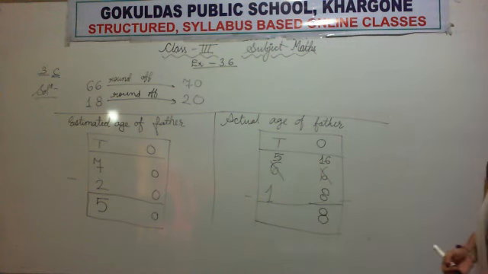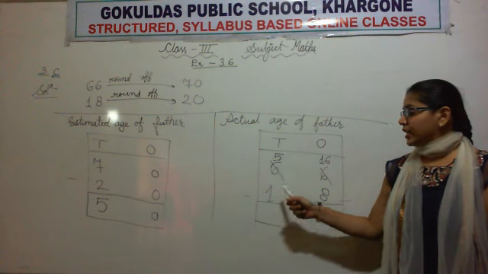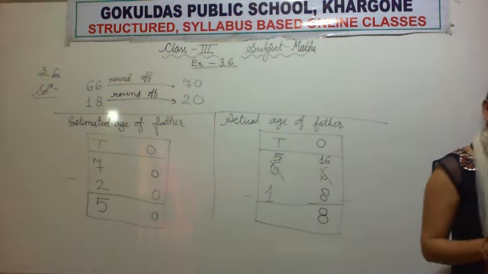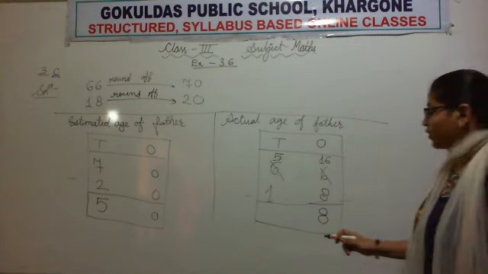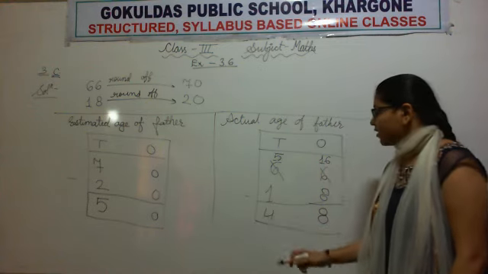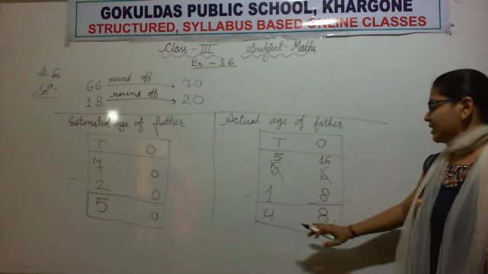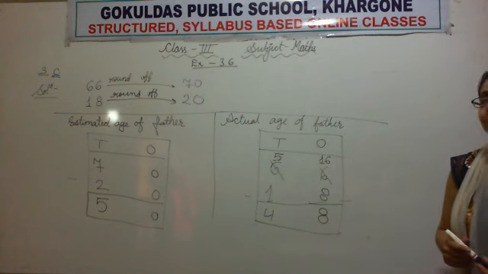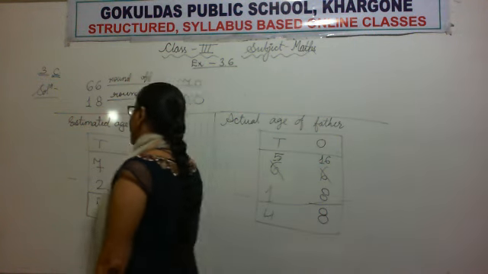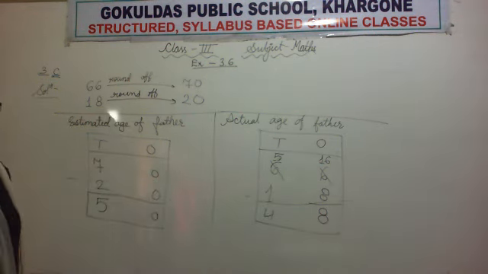Now 5 minus 1. Whenever 1 is subtracted from any number, the result is the previous number. So what is the previous number of 5? Very good. 4 is the previous number of 5. So 4 tens, 8 ones, 48. So 48 is the actual age of father. So we have found out the estimated as well as actual age. Now let's write the answer.